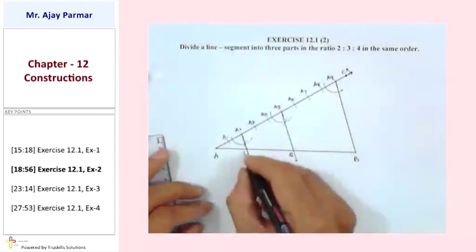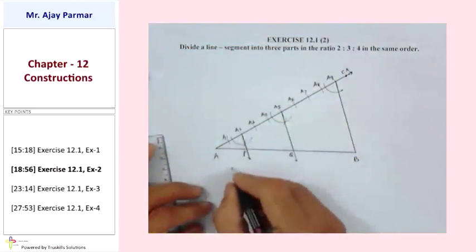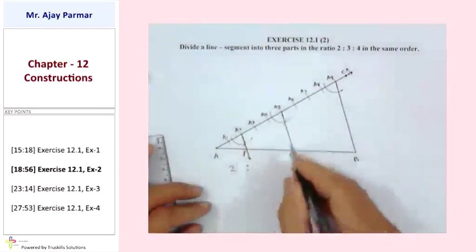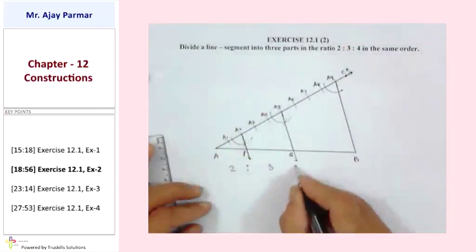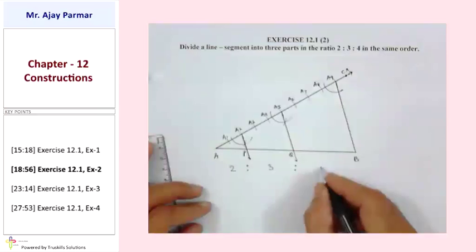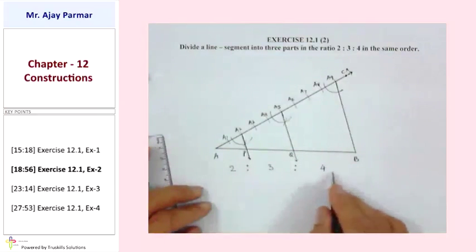Let us call this point of intersection as P. So A1, A2, that is 2 parts, so AP is 2 parts. From here 1, 2 and 3 parts, so PQ is 3 parts. And from here 1, 2, 3 and 4, so QB is 4. So the ratio is 2:3:4.